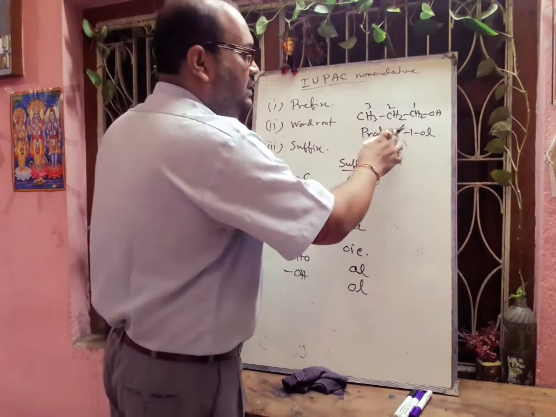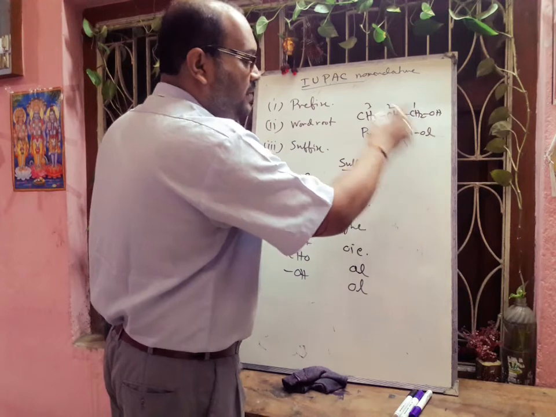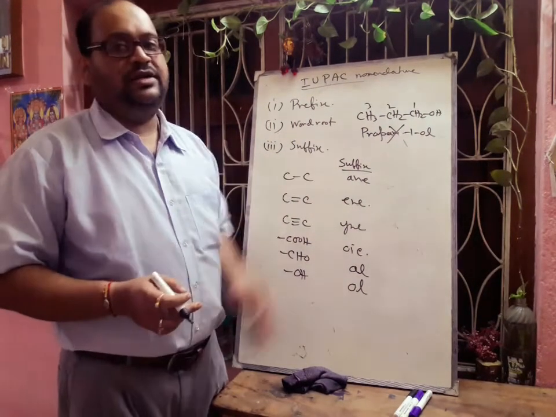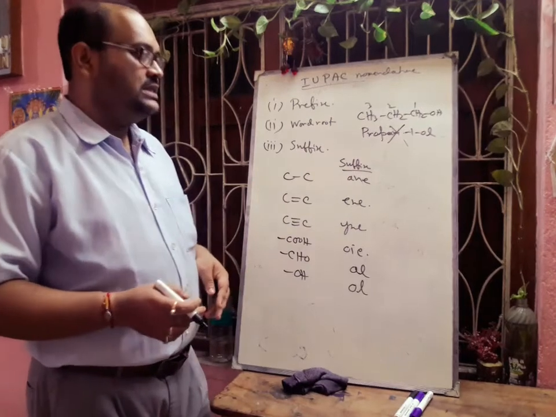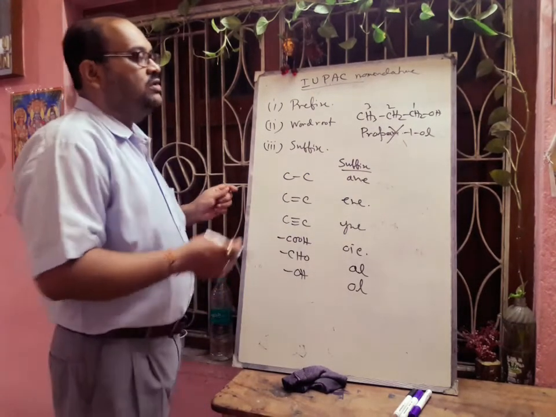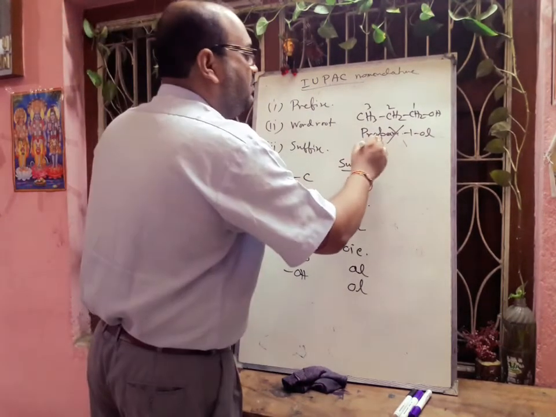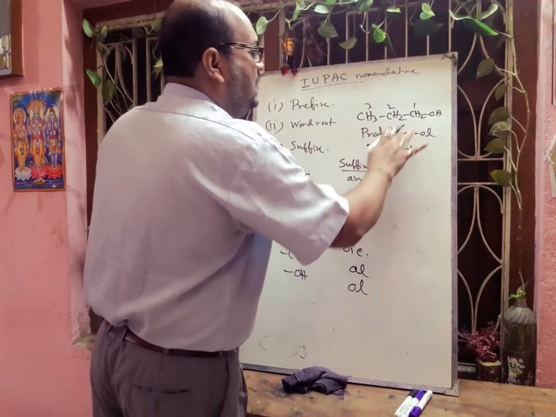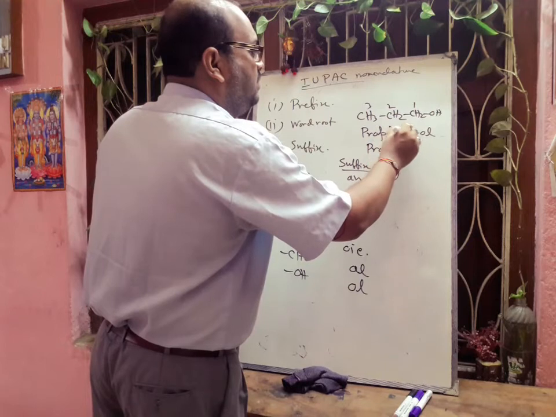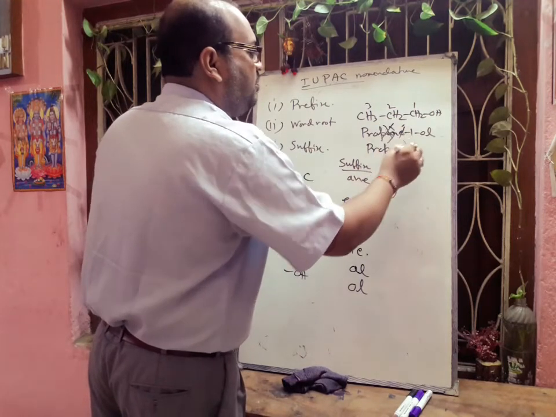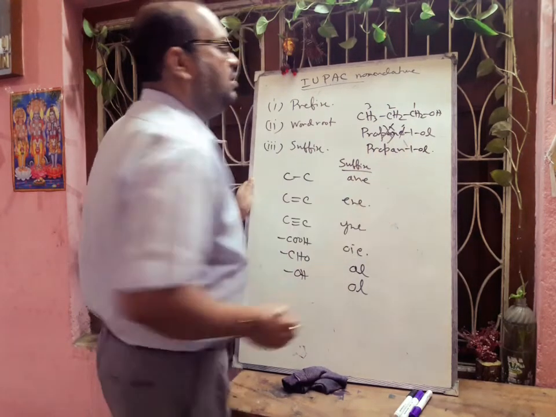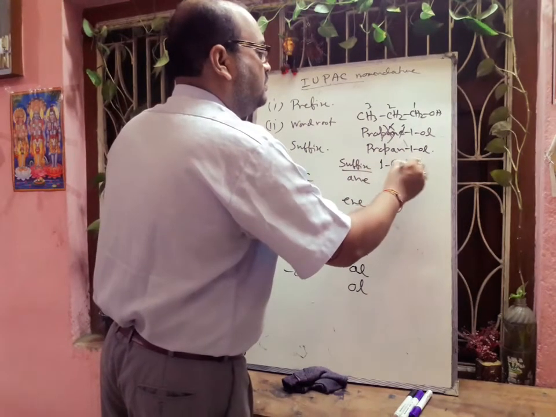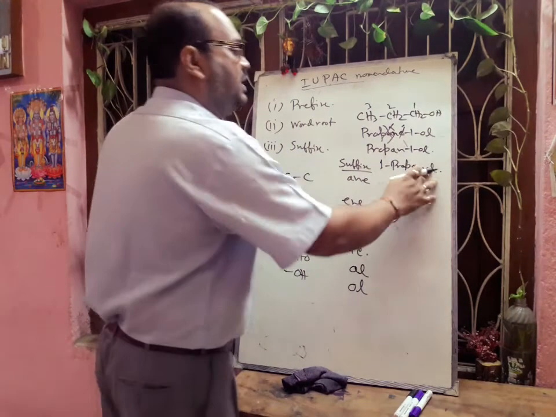Another rule is there. If the functional group suffix begins with a vowel A, E, I, O, U, then we have to drop this E. If there is a consonant, we need not drop this E. So what will be the name? Here we have to write propan-1-ol. Only E will be dropped, not N, otherwise the nomenclature is wrong. So propan-1-ol, or we can write 1-propanol. Hope you can understand.